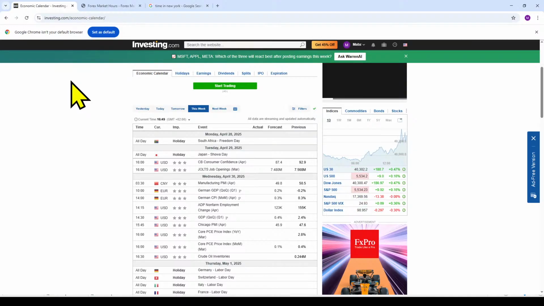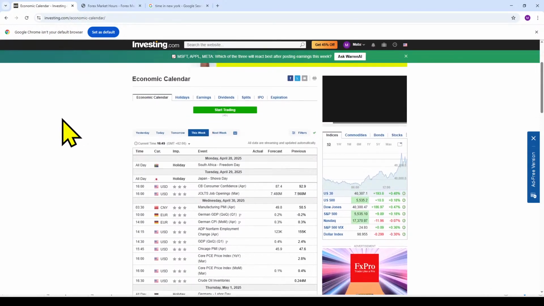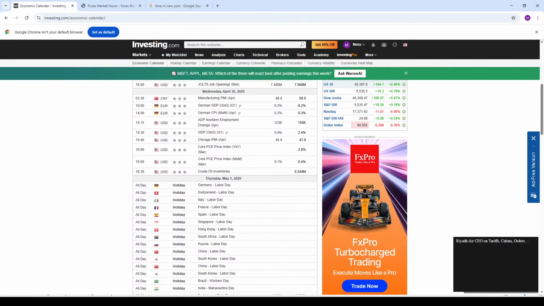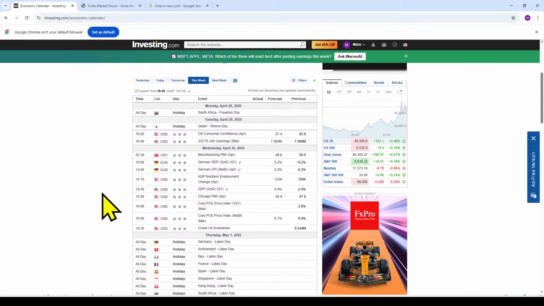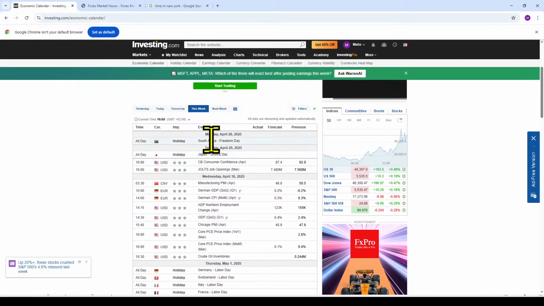Okay. Very easy. So now let's just have a look at this website a little bit. If you look at the screen right now, you can see that I've already filtered it so that the website only shows me the high impact news. If we look at today, according to this economic calendar, there's no high impact three-star news today.